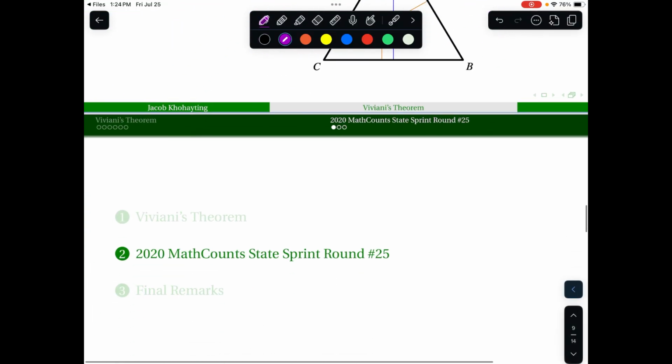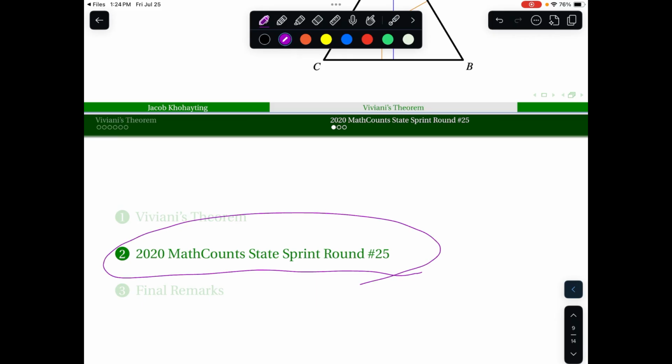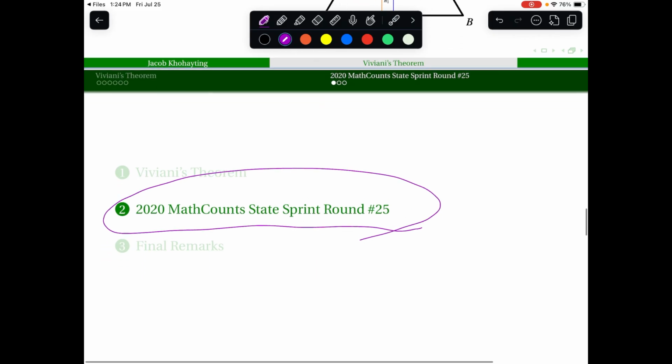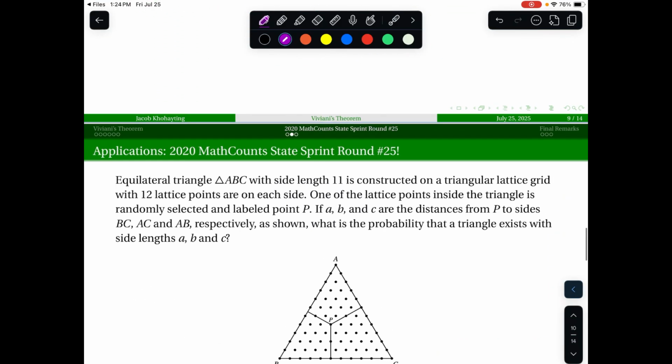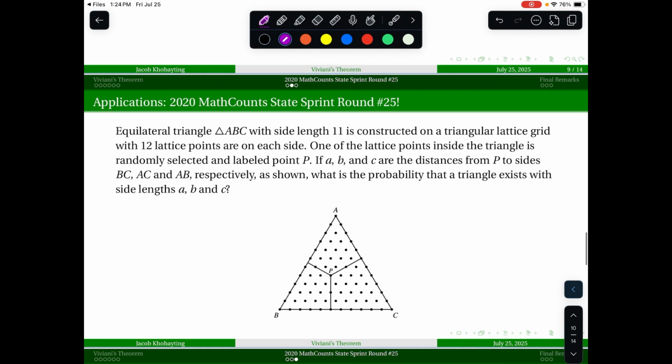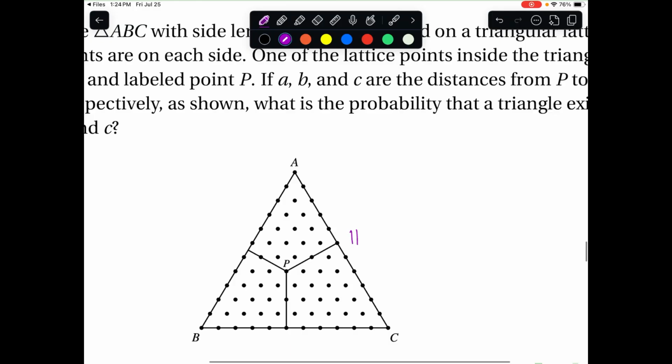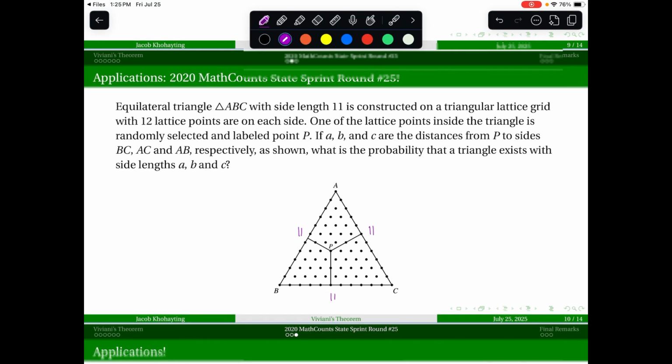We're going to apply this to the 2020 MATHCOUNTS State Sprint Round number 25. I remember taking this test, didn't solve it, but it was a very beautiful question when I looked at it afterwards. So let's see what it has for us. We have an equilateral triangle of side length 11. So I'm going to draw on all the sides, and this is exactly what we want, an equilateral triangle.